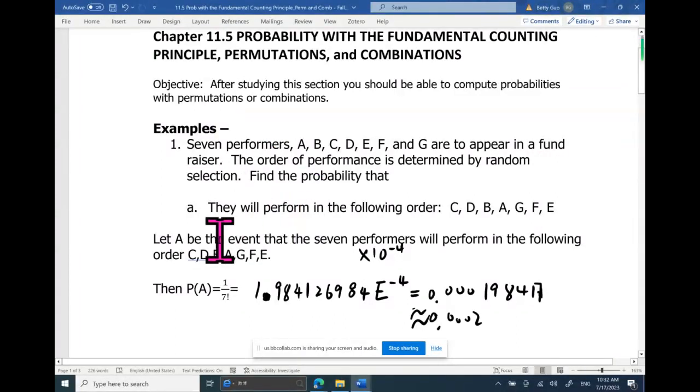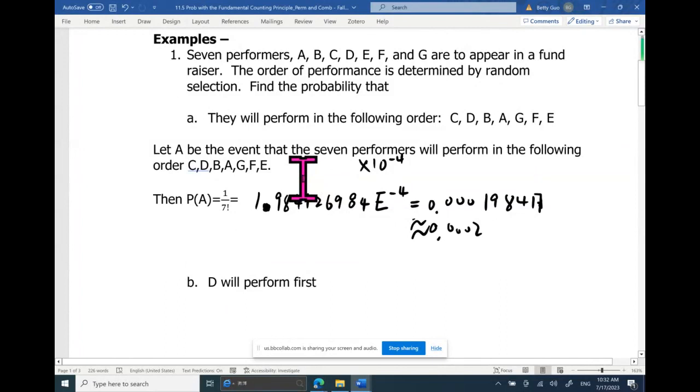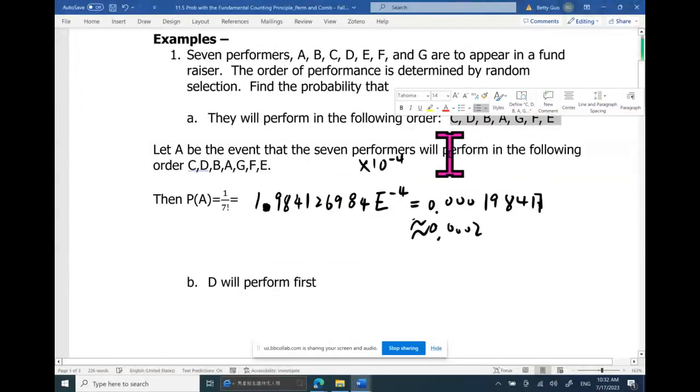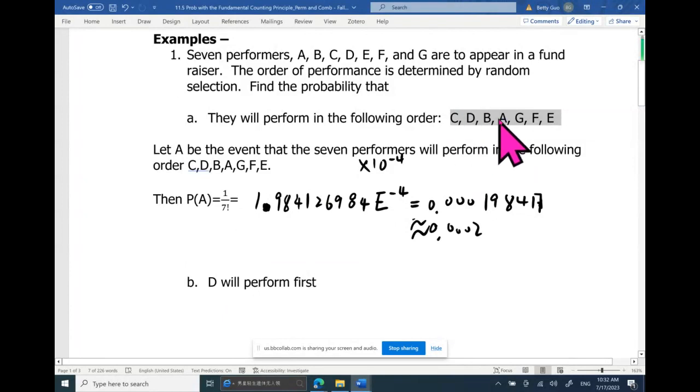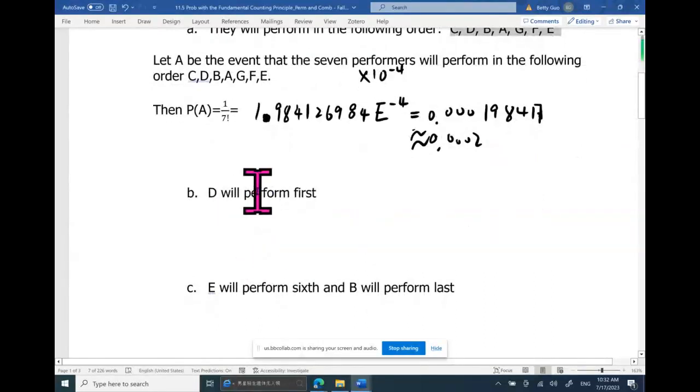This is a theoretical model. The sample space contains 7 factorial ordered arrangements, outcomes. And event A only has one, a certain order, so only one outcome. This is one of the 7 factorial outcomes. So the probability is 1 over 7 factorial, or 1 over P(7,7).